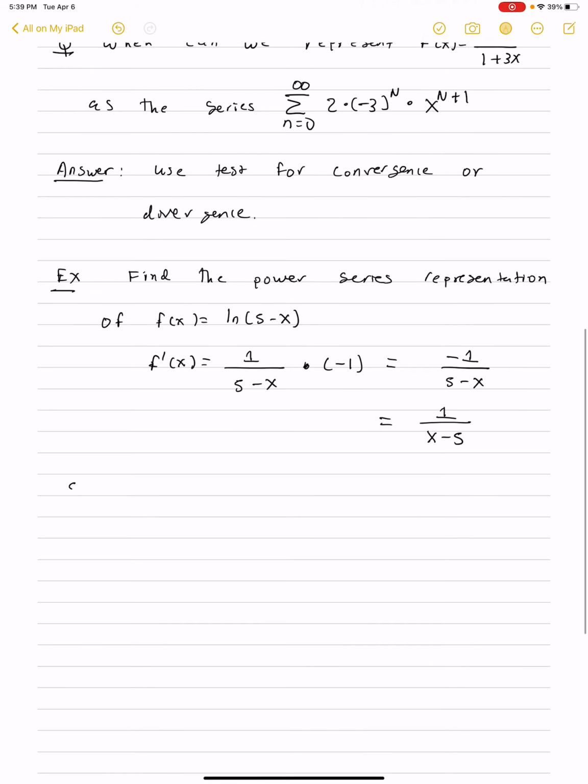So, what's the key point? Why did I differentiate this? ln of 5 minus x is going to be this integral of minus 1 over 5 minus x.